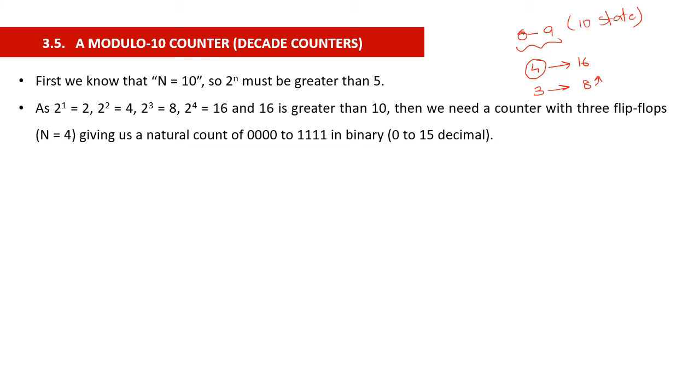So it is given as 2 raised to n: 1 flip-flop gives only 2 states, 2 flip-flops 4 states, 3 flip-flops 8 states, 4 flip-flops 16 states, which is greater than 10. So we need a counter with 4 flip-flops. It is not 3, it is 4 flip-flops. Now if you are using a 4 flip-flop counter, we know that it will be counting from 0 0 0 0 to 1 1 1 1. It is 0 to 15 in decimal. So you have to ensure that when the 10th state is occurring, the next state should be 0 0 0 0. That we ensure with the help of a NAND gate.